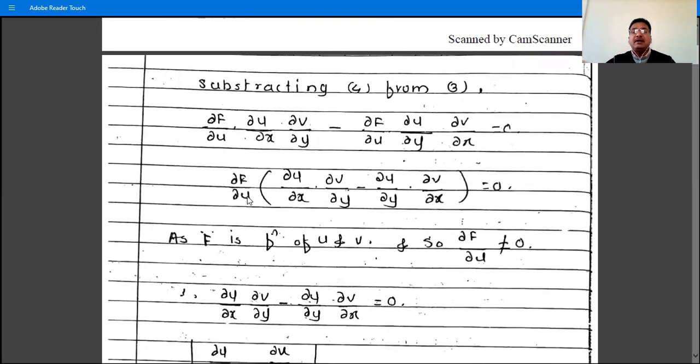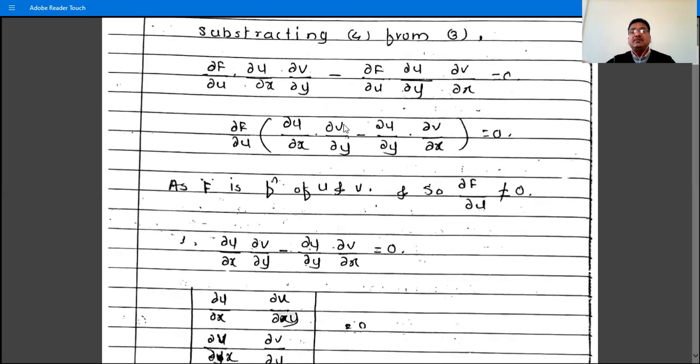Take ∂f/∂u as common, so we have this in the bracket. As f is a function of u and v, ∂f/∂u is not equal to 0, and therefore the bracket is equal to 0.